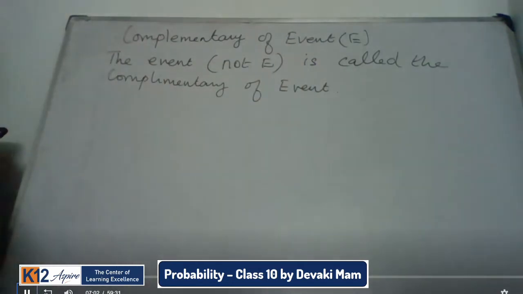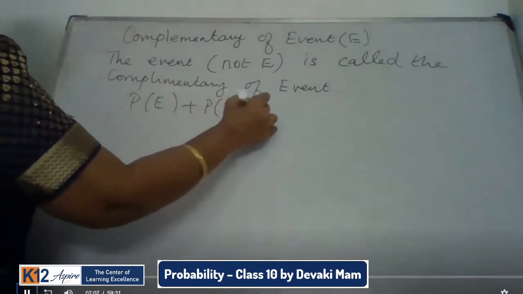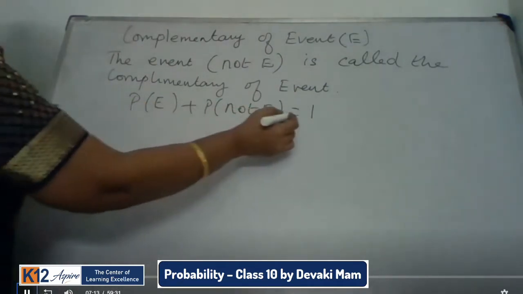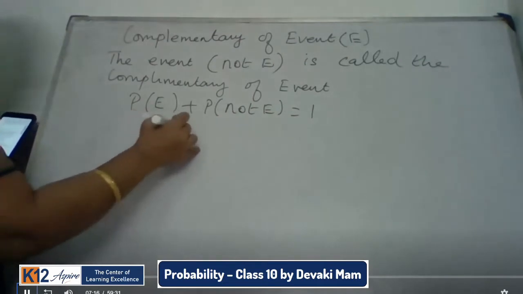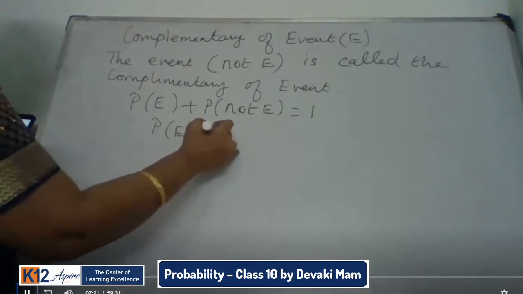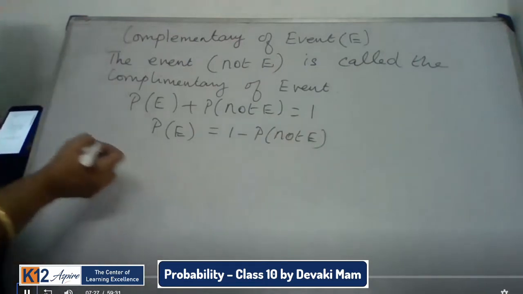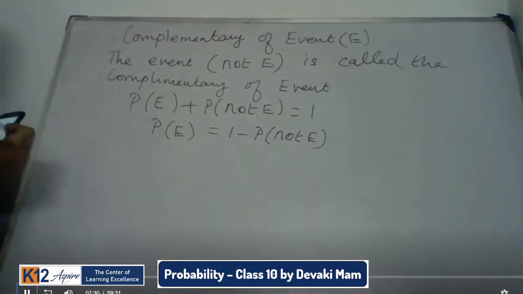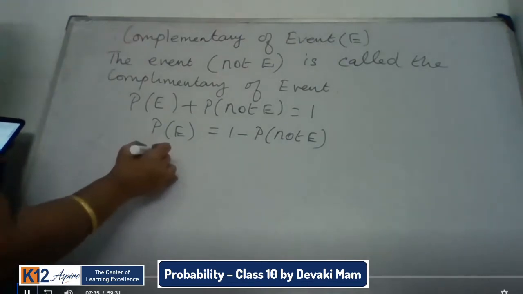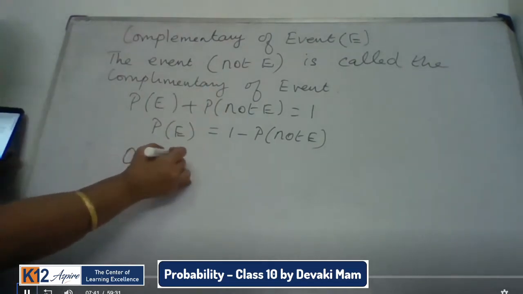So P(E) plus P(not E) is always equal to 1. So the addition of these two, we are going to get as 1. From this result we can arrive at some more results, that is P(E) is equal to 1 minus P(not E). And also the value of probability P(E) always lies between 0 and 1.